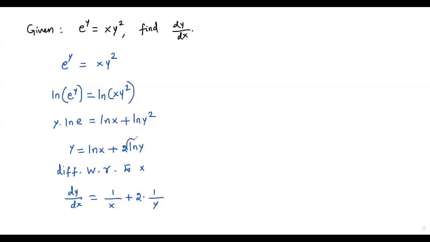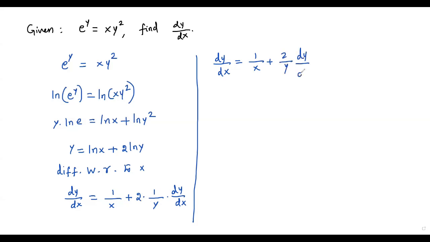So far I have completed the derivative only for the natural logarithm. So by chain rule, I have to do further derivative for this argument y with respect to x. Then I am getting dy over dx. Okay, let me continue over here. I am getting dy over dx equals 1 over x, positive. So when I multiply 2 and 1 over y, I am getting 2 over y times dy over dx.